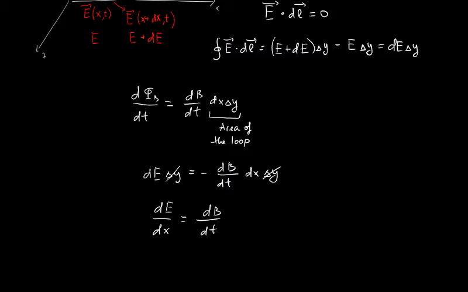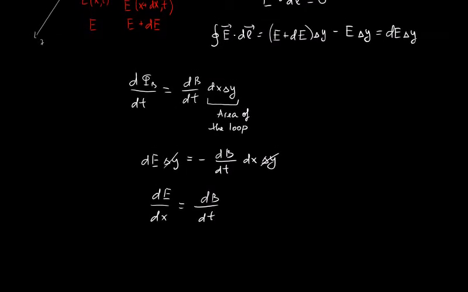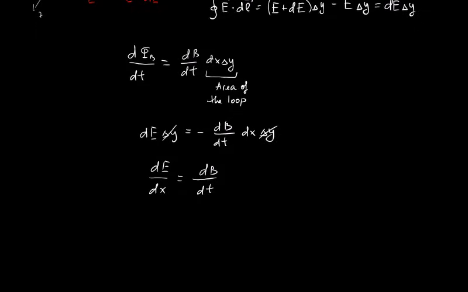Let's not forget that E and B are functions of x and time, so we should write the partial derivatives in this case. So we will end up having the partial derivative of E with respect to x equals, oh, I forgot the negative sign here. So negative the partial derivative of B with respect to t.